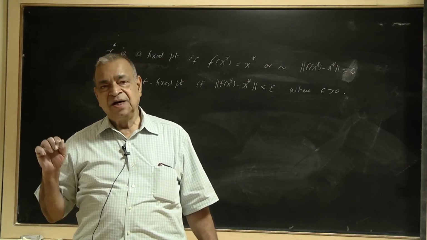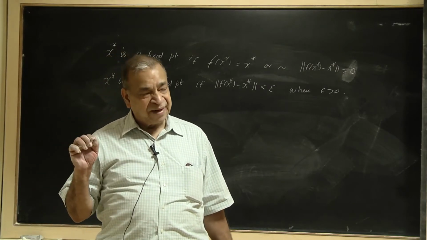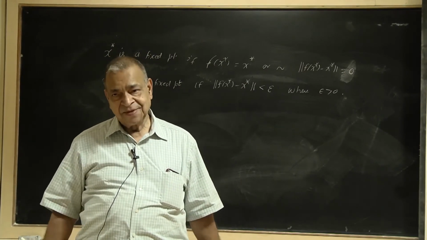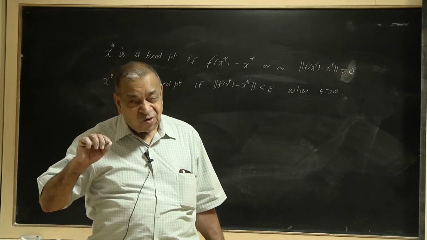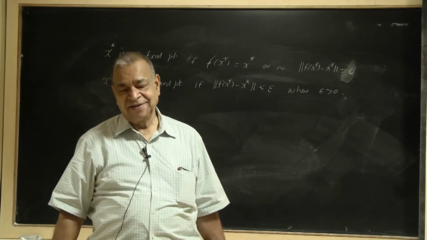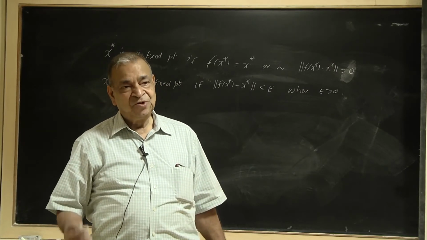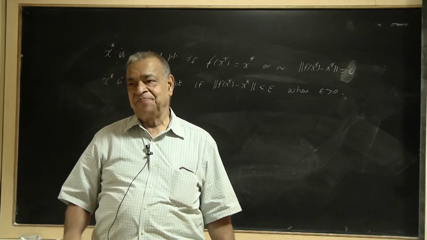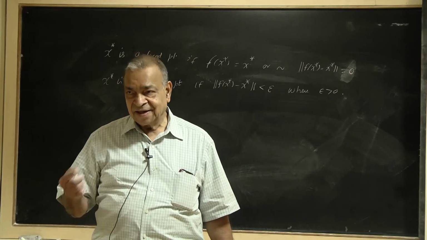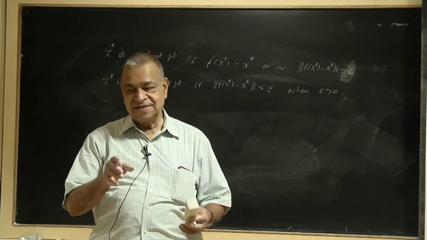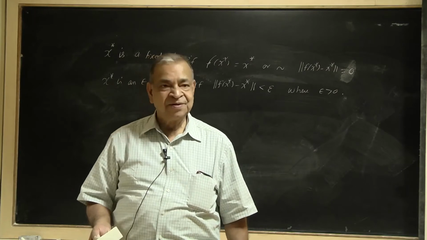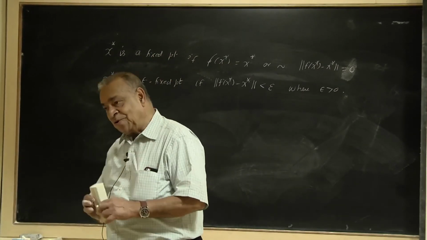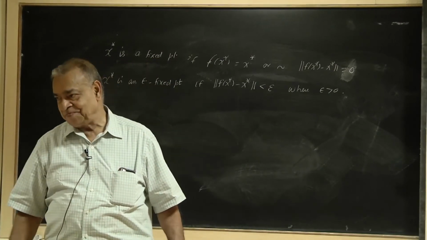So you know mathematically that you will not be able to find the fixed point in general, but you can get hold of an epsilon fixed point. You can get hold of an epsilon fixed point in a constructive fashion. That's the idea. Constructive means, now I am going to show what that constructive procedure is.